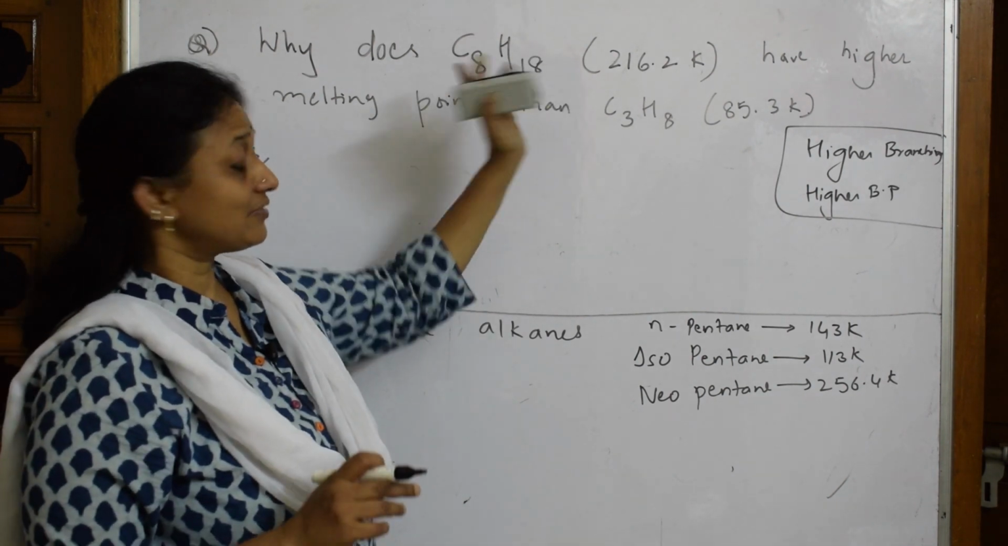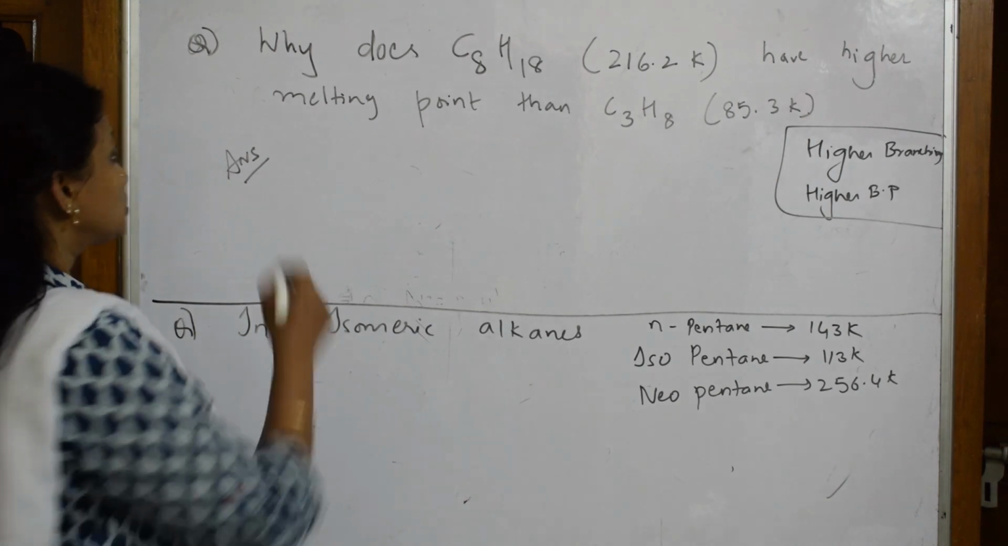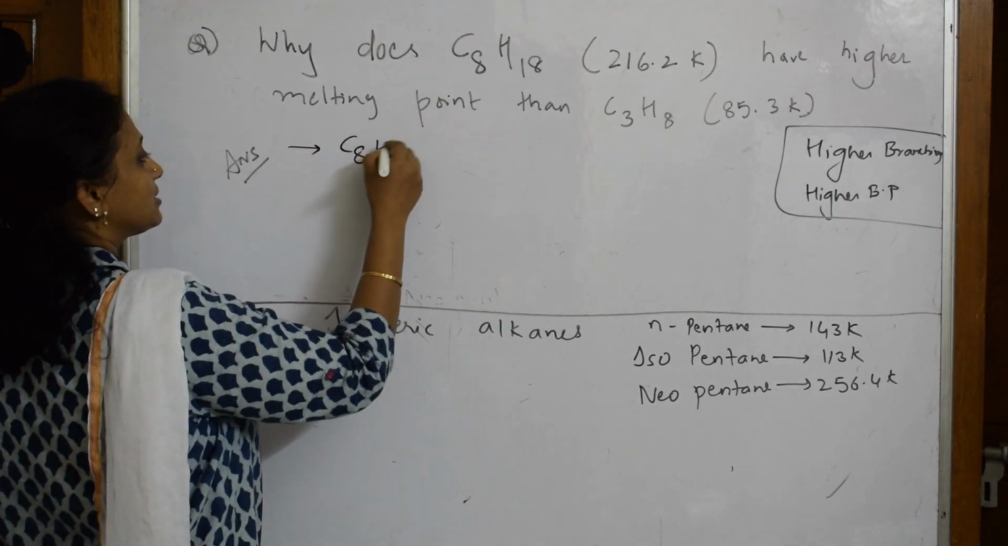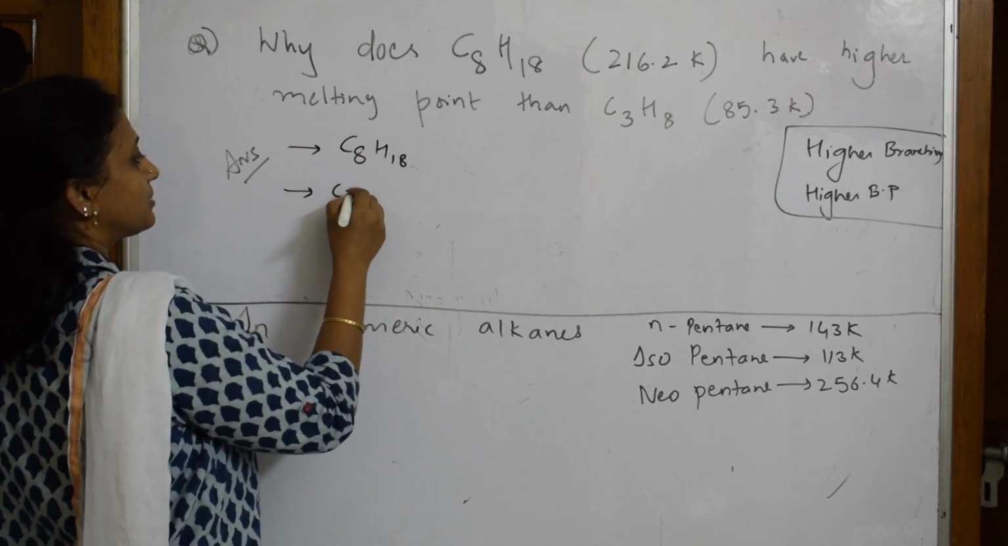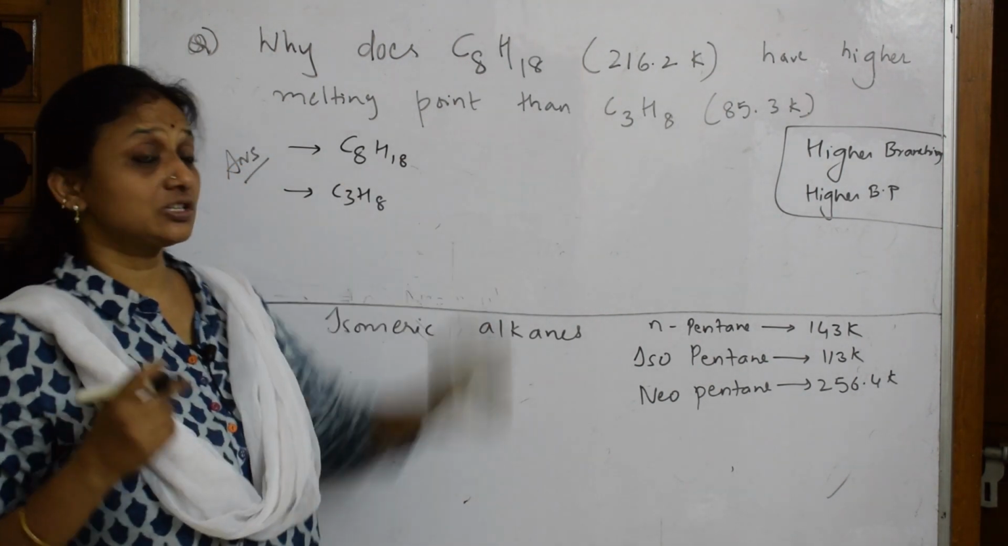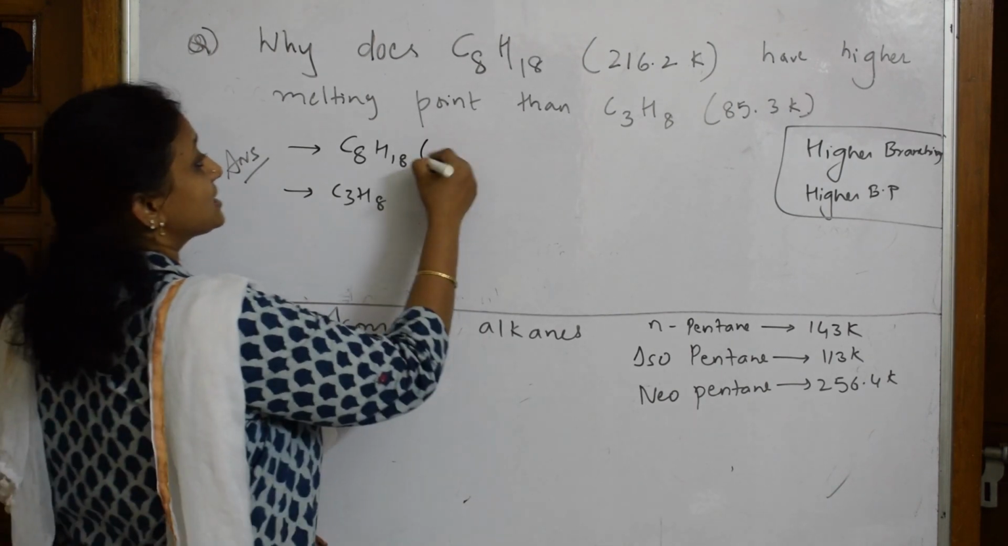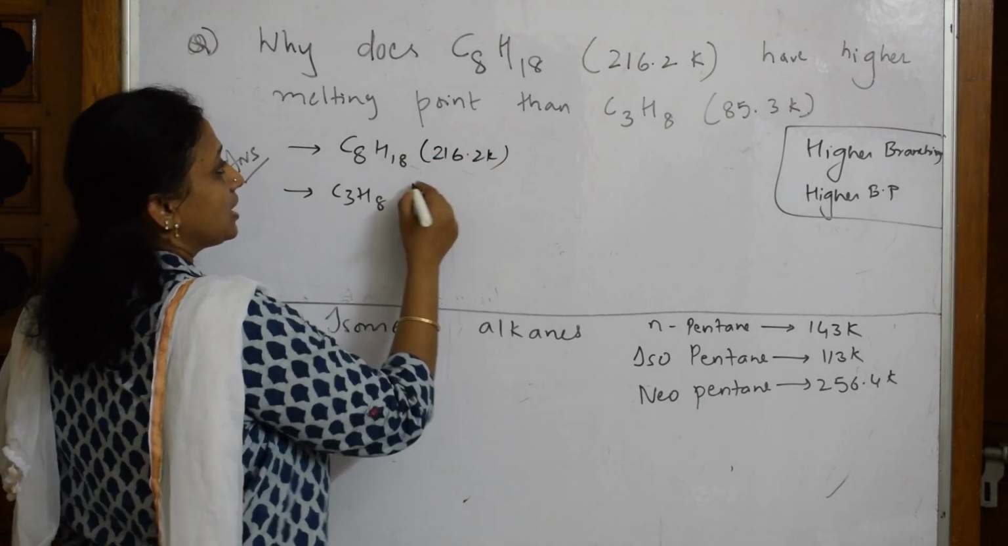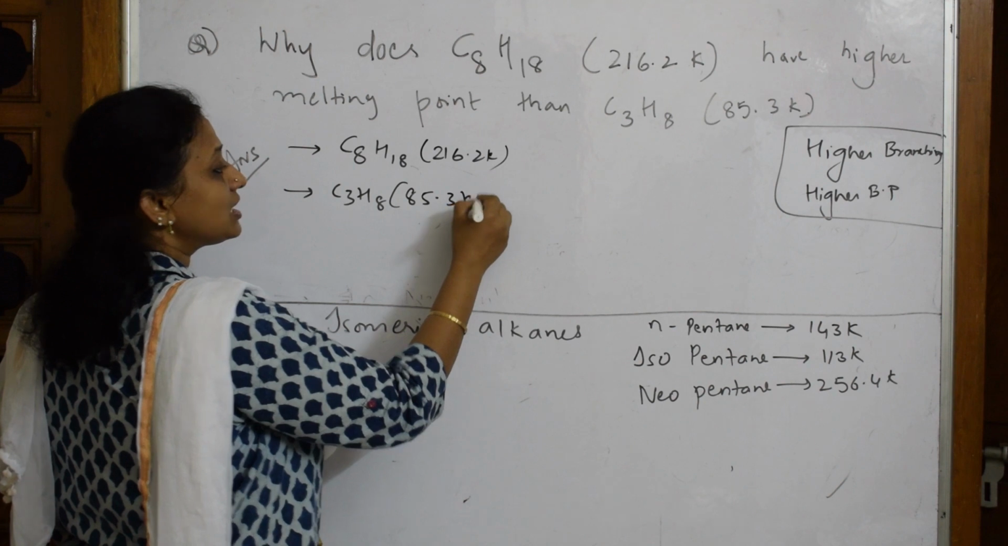So in this case, when I see C8H18, what is that in this particular thing? Now we are comparing between C8H18 and C3H8. In C8H18, we see it is 216.2. Let us write that, 216.2. Now here it is 85.3. What is more in this?